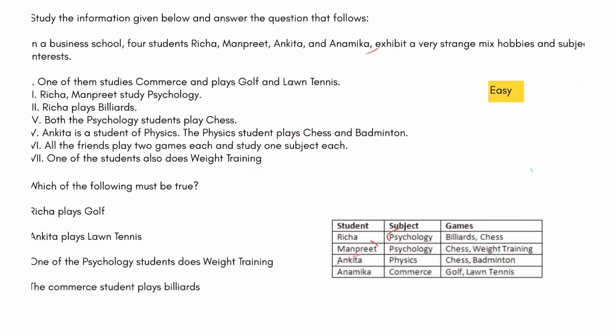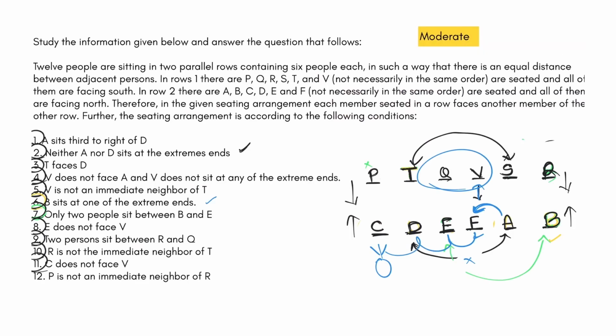Let's come on to the next. This is again a tabular puzzle, which is very easy, because the information given here is straight. So write for Richa, write for Ankita, whatever is given, put it in the table, and you will reach the answer. Okay, in the video solution, you can check the exact way to solve this. So again, an easy puzzle that should have been solved. Let's come on to the next.